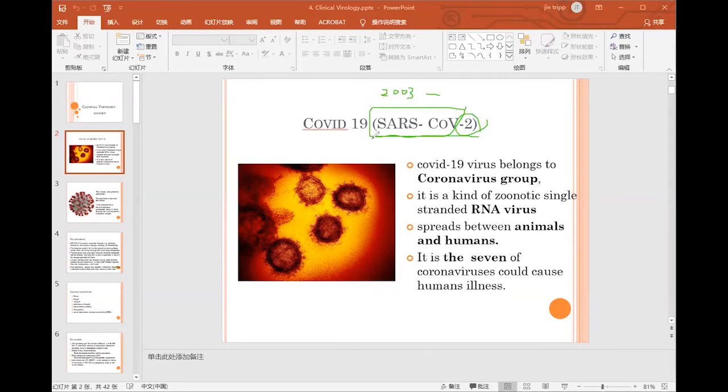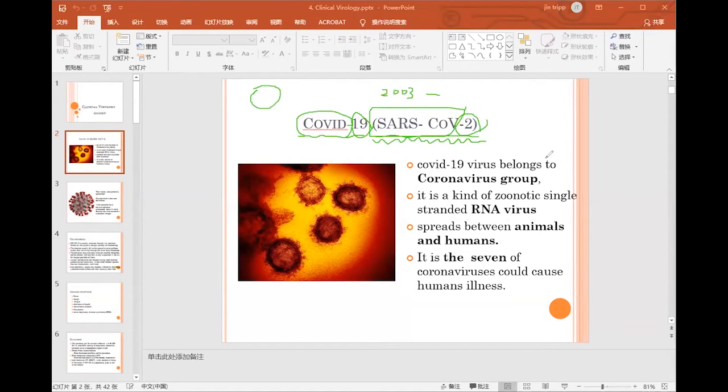So that's why it has a similar name. But generally, right now, we just call it COVID-19 because it was found last year, 2019. And COVID refers to the shape of the virus.